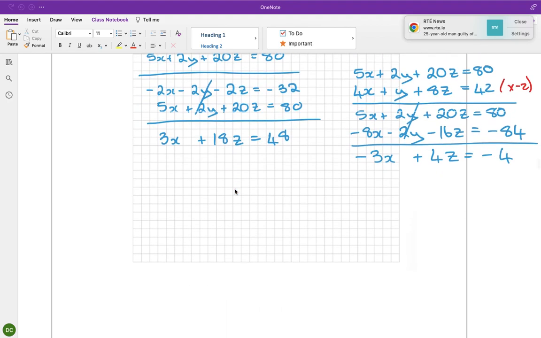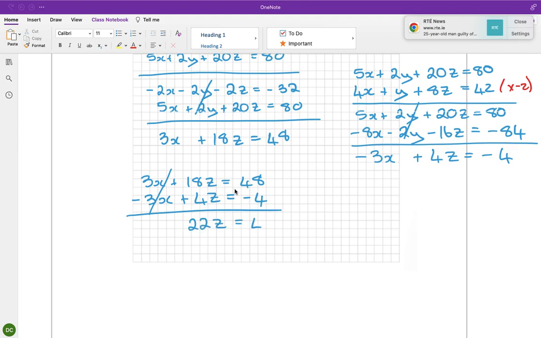Okay, and I'll throw these two together. So 3x plus 18z equals 48. Minus 3x plus 4z equals minus 4. So these cancel without any work. Nice. 22z equals 44. Divide by 22, divide by 22. Z is 2.